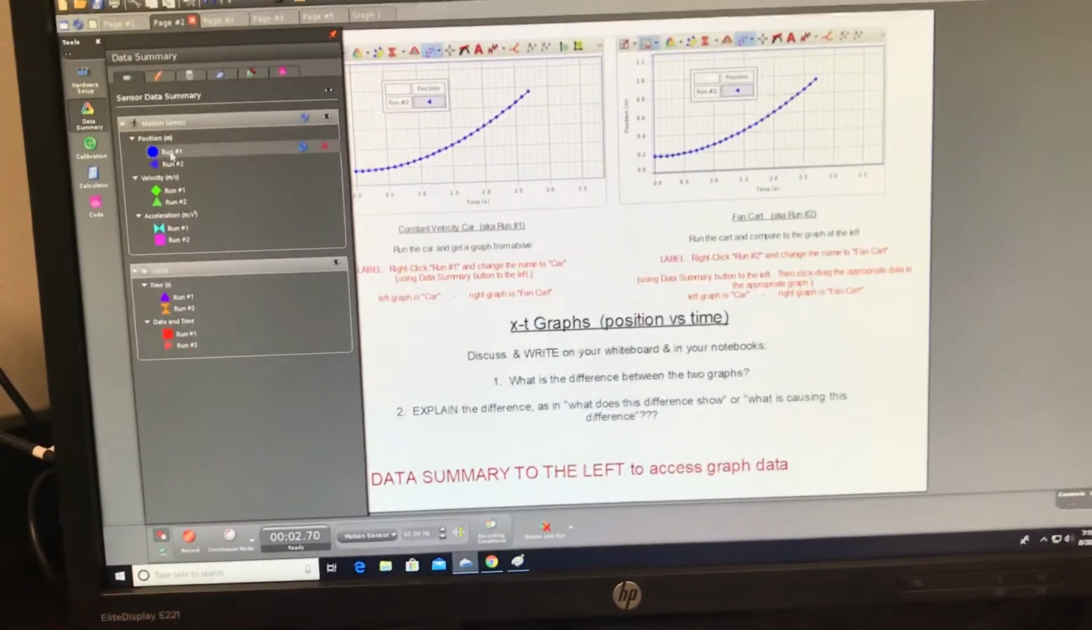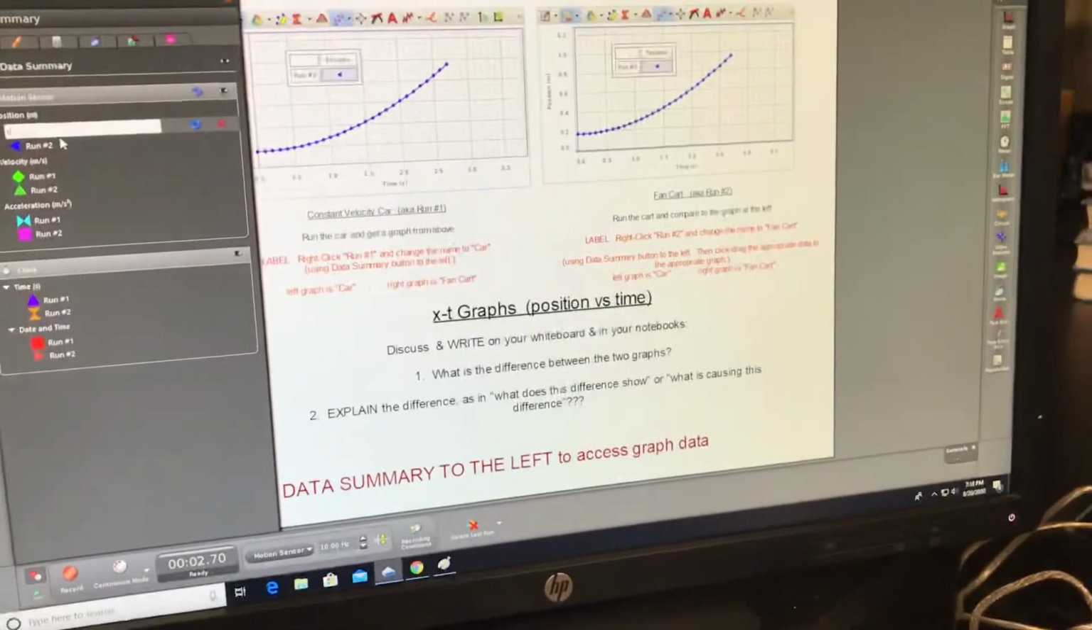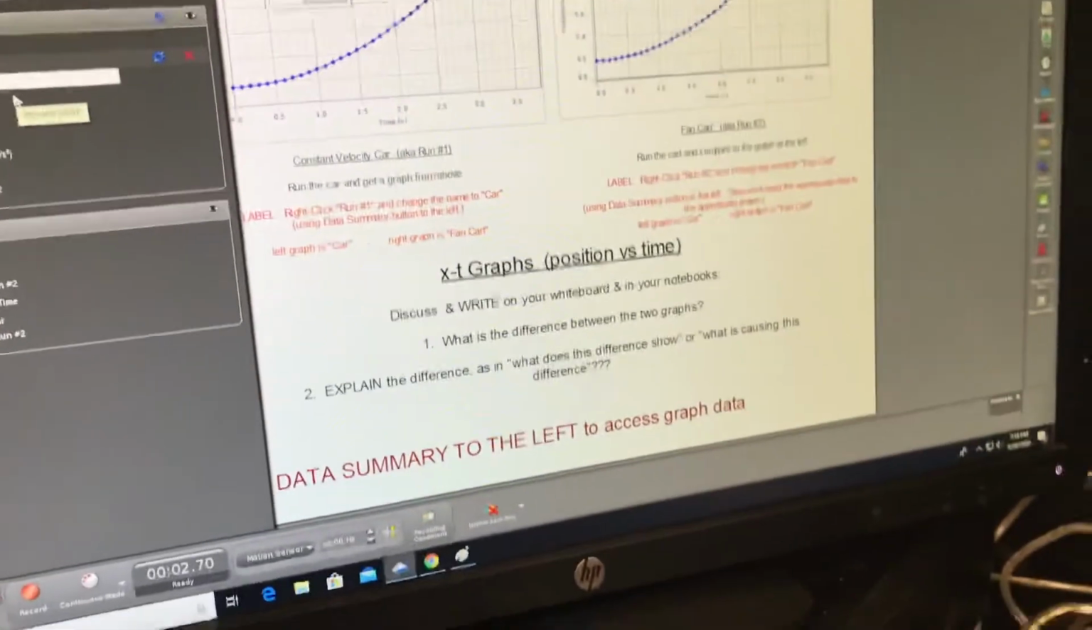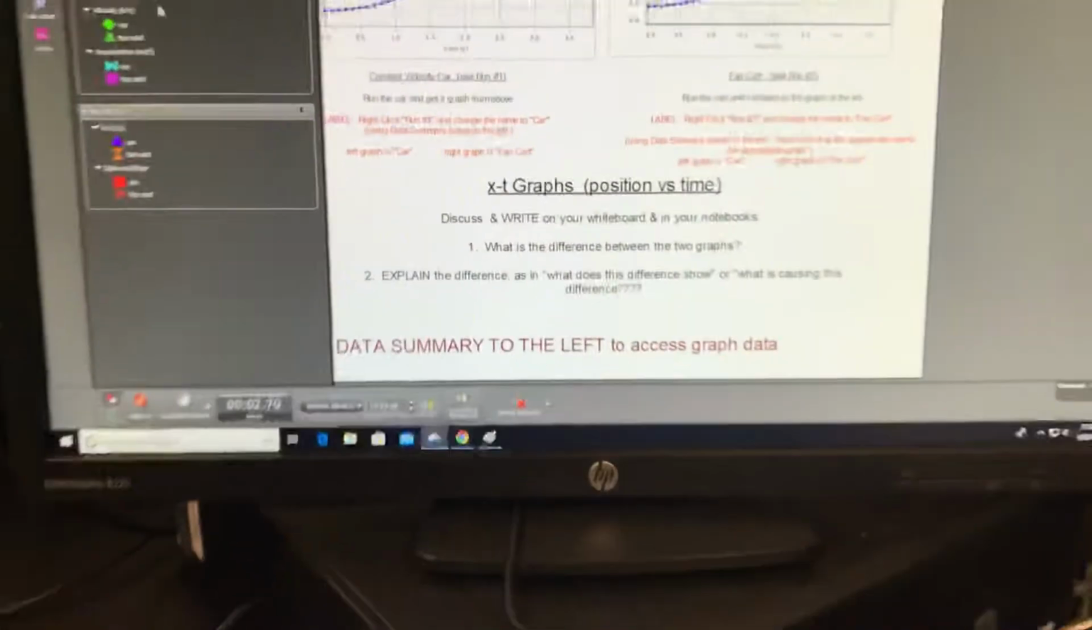I'm going to change this one. This is run one. Run one, if you remember, was the car. So I'm going to put car there. And then run two, I'm going to rename that to fan cart. And okay, so we got the car and the fan cart.